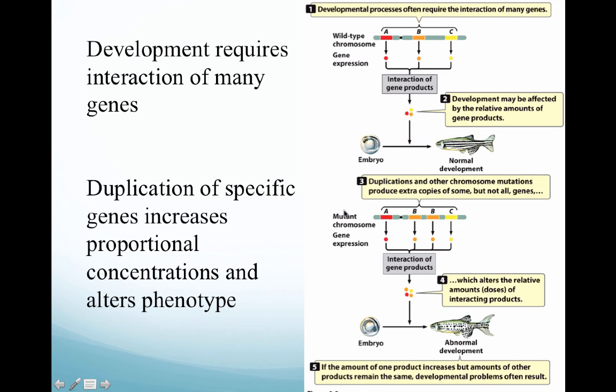So in an altered form where we see duplication taking place, for example, if we have two copies of the B gene, then we have two copies of B protein that are interacting, and they are going to cause an alternative phenotype to occur in this growing embryo, so you get abnormal development. Then if the amount of one product increases, but the amount of these other genes don't increase, then you can see some developmental problems actually happening.